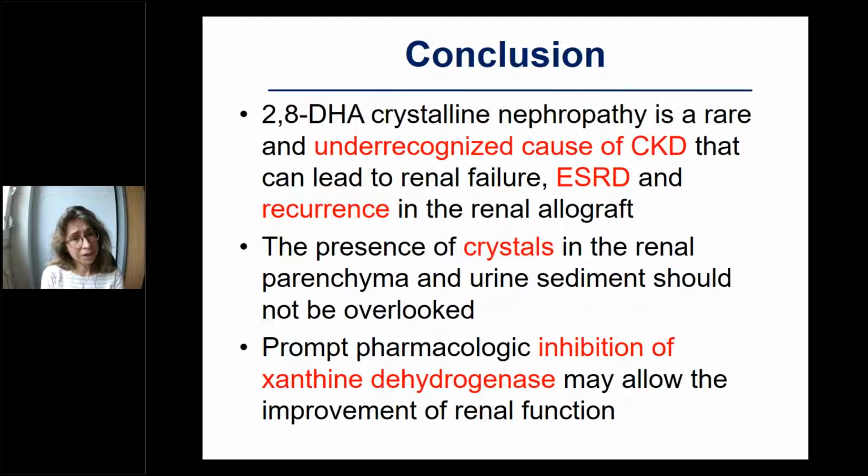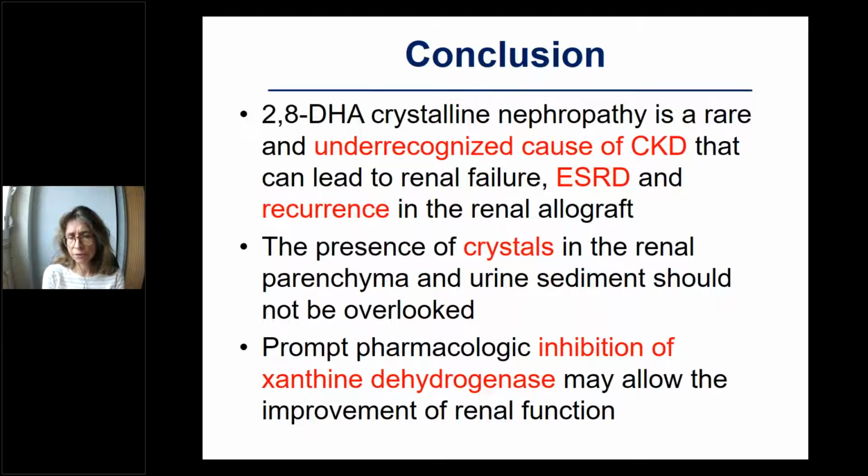So 2,8-DHA crystalline nephropathy is very rare, but it is under-recognized. It's maybe a cause of chronic kidney disease, which can be dramatic, leading to acute renal failure and end-stage renal disease, and recurrence in the renal allograft. The presence of crystals in the renal parenchyma or in the urine should not be overlooked. You have to go further if you detect any crystals.